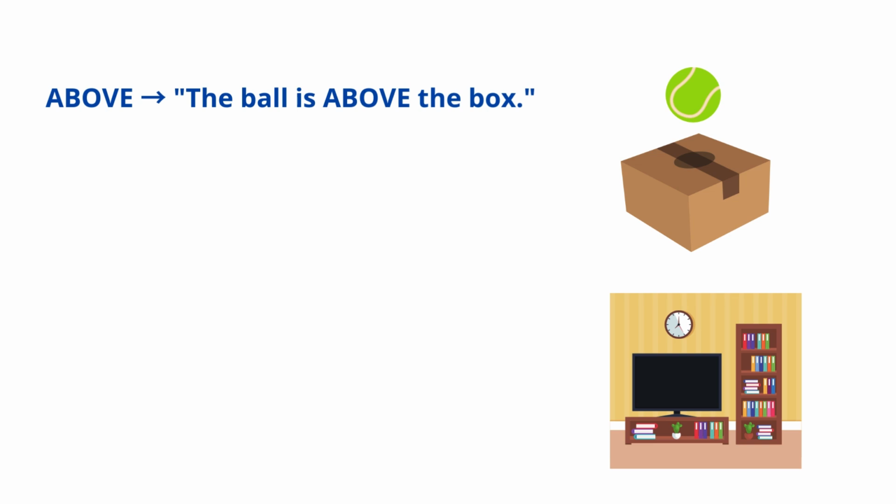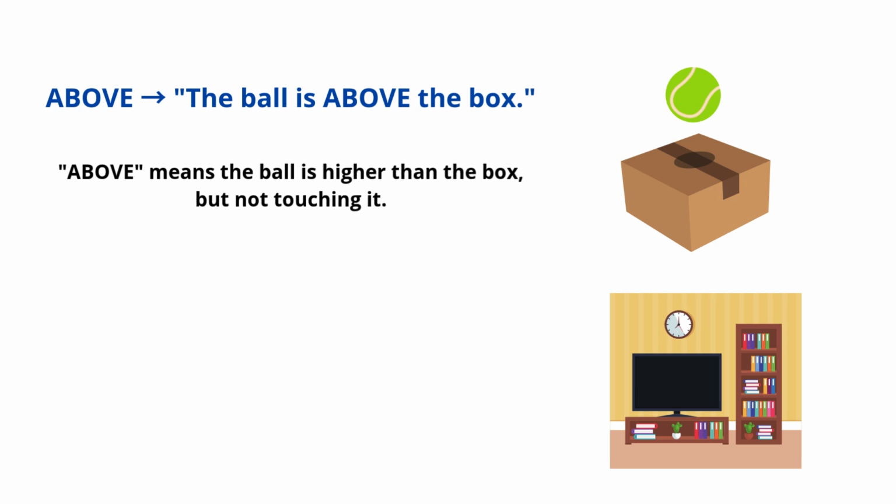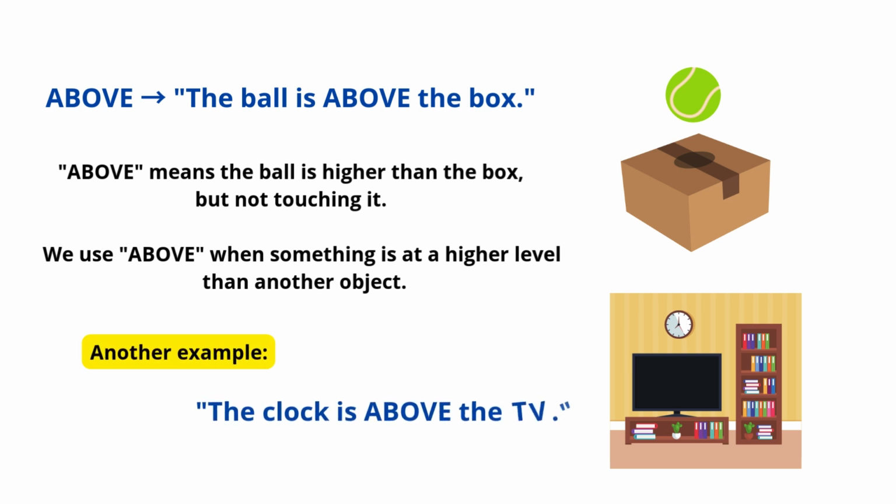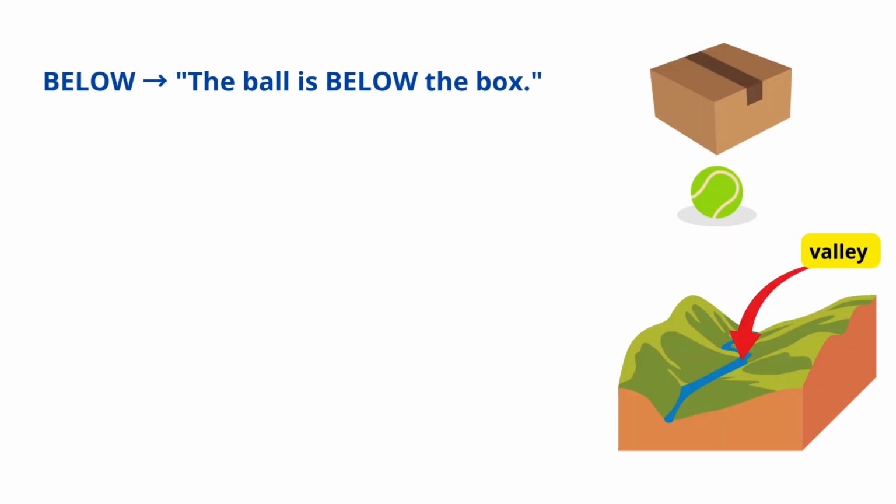Above, the ball is above the box. Above means the ball is higher than the box but not touching it. We use above when something is at a higher level than another object. Another example, the clock is above the TV.